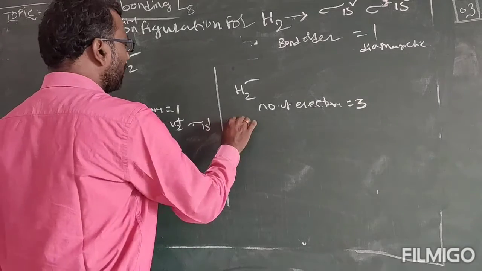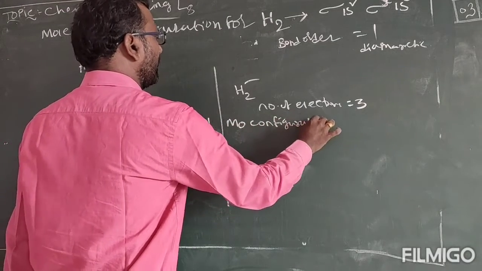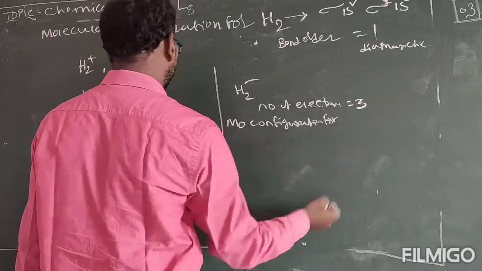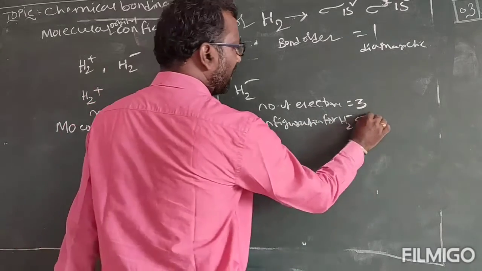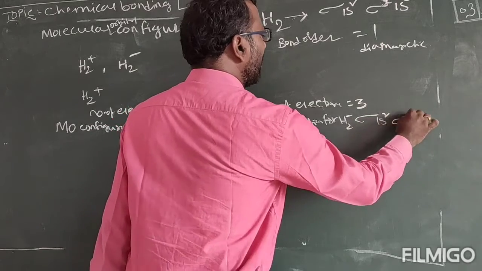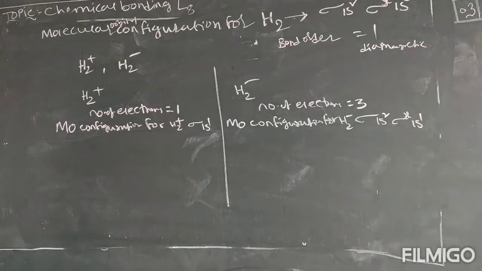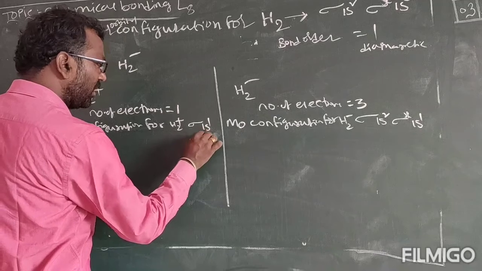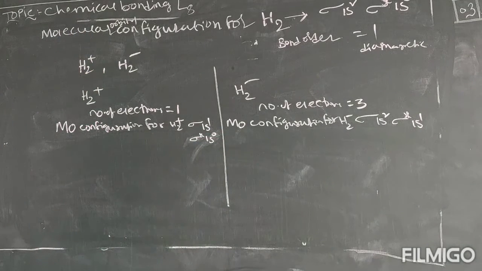Then what is the MO configuration for H2 minus? Sigma 1s2 and sigma star 1s1. So here, to avoid confusion, we will write 1s0 here also. Okay, you write it, no problem.